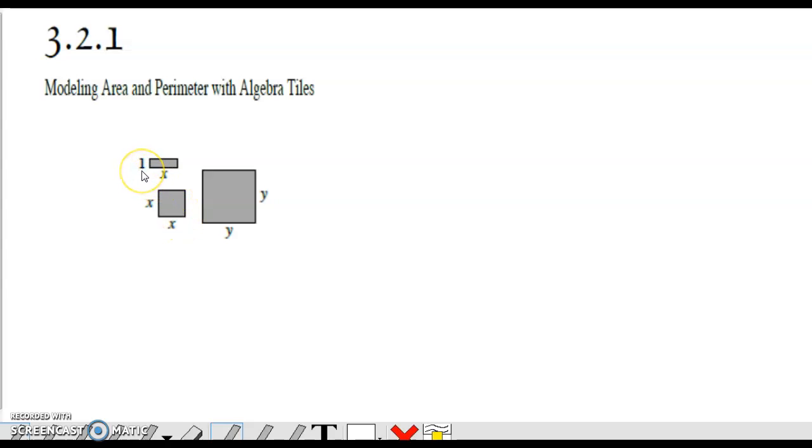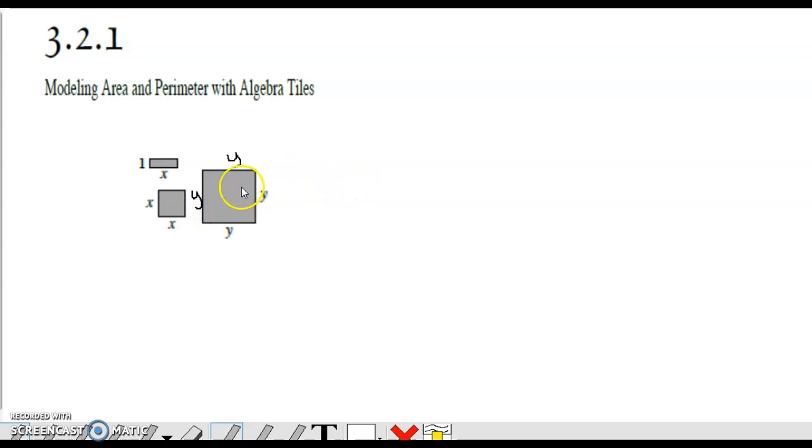Okay, so what we're going to do is model area and perimeter using algebra tiles, but we're going to use algebra tiles online. Algebra tiles are just tiles that we use to help us figure out some expressions, right? If we look at this, it looks like a rectangle. Notice that this side is y, this side's y, which means this side would also be y, and this would also be y.